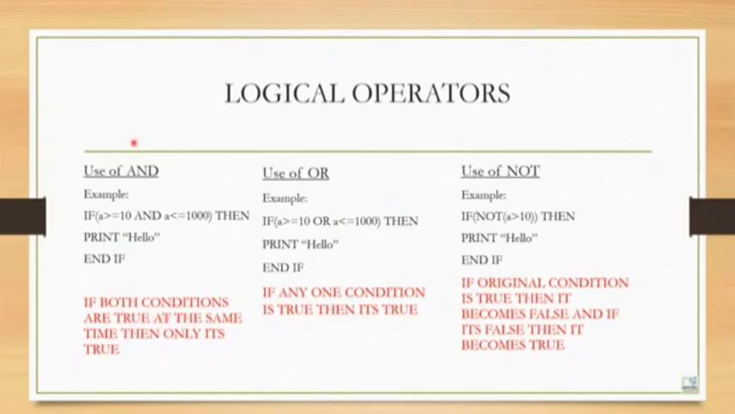First come to the rule. The rule of AND is if both the conditions are true at the same time, then only it is true. Means if any one of the condition is false, then the result will become false. For an example, I have written if A is greater than equal to 10 and A less than equal to 1000, then print hello. Now I'm asking you, suppose A is 10,000, then what? If A is 10,000, you say 10,000 is greater than equal to 10. True? Condition is correct. But what about the second condition? 10,000 less than equal to 1000.